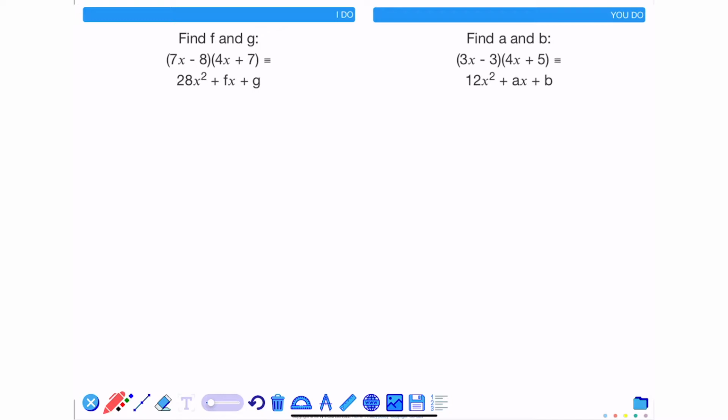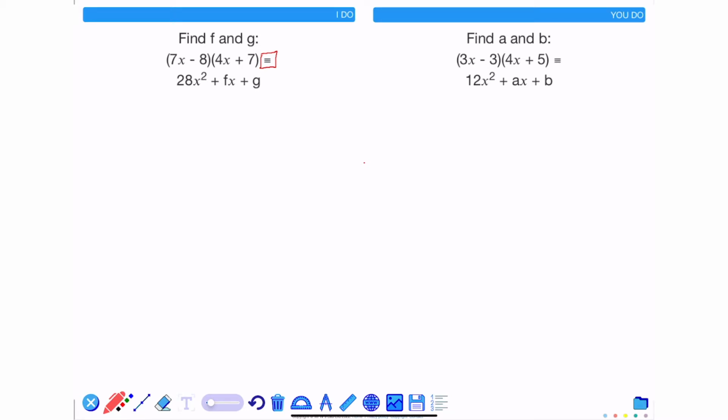In this video, we're going to look at how we can find unknown values in an identity. With the example on the left-hand side, I've been given an identity, highlighted by the fact that this symbol has been used. This means that for all values of x, the left-hand side will equal the right-hand side. In order to solve this problem, I'm going to find the values of f and g by equating coefficients.